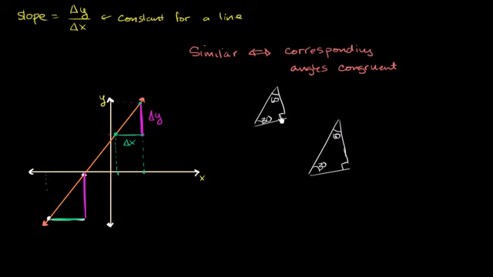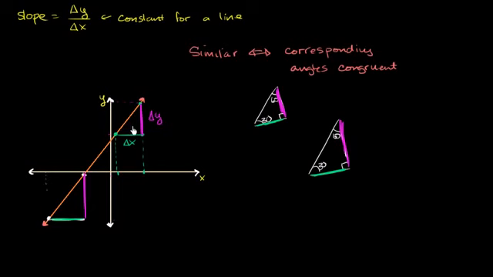And what's neat about similar triangles is that if you can establish that two triangles are similar, then the ratio between corresponding sides is going to be the same. So if these two are similar, then the ratio of this side to this side is going to be the same as the ratio of this, let me do that pink color, of this side to this side.